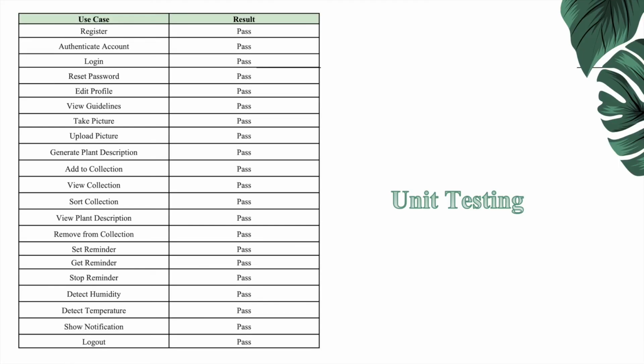Unit testing is a software testing that tests each unit independently. It tries to find problems early and verify the functions to make sure all the components are error-free and function correctly before being integrated with the system. And this table shows the unit testing for our application.